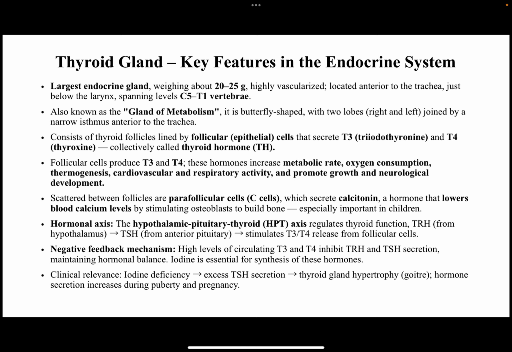It's under the influence of the pituitary. The pituitary is also under the influence of the hypothalamus. Is that okay? Good. So that will help you. That's the clinical significance. That will help you to appreciate it better.